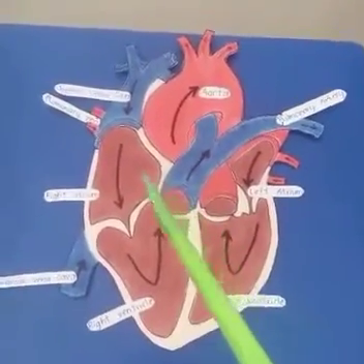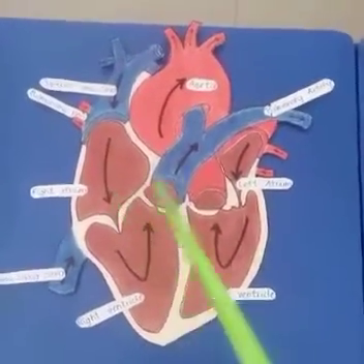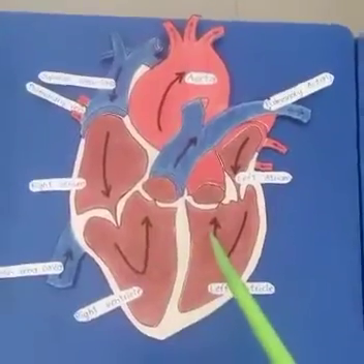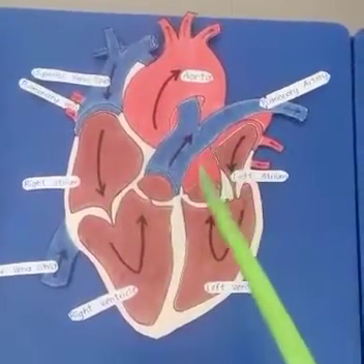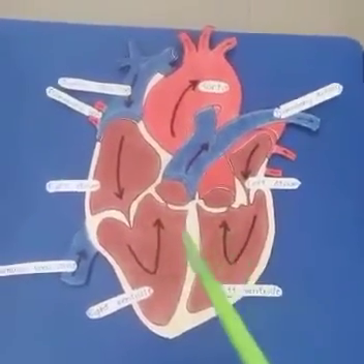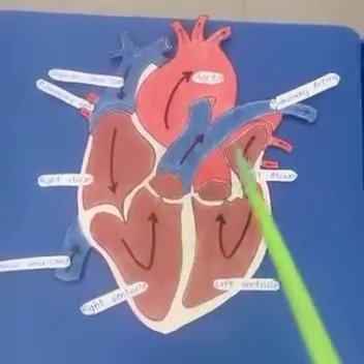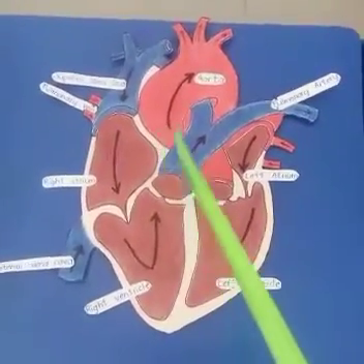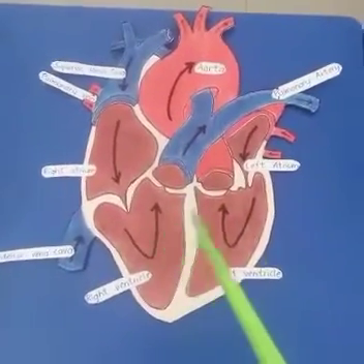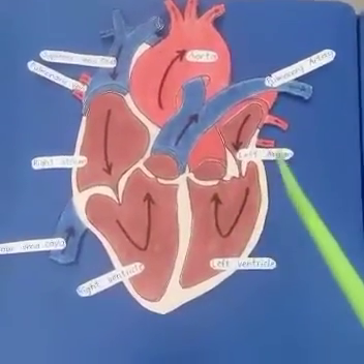As we all know, our heart consists of four chambers, the upper two chambers and the lower two chambers. The upper two chambers have thin walls whereas the lower two chambers have thick walls. The upper two chambers are also called collective chambers and the lower two chambers are also called distributary chambers.